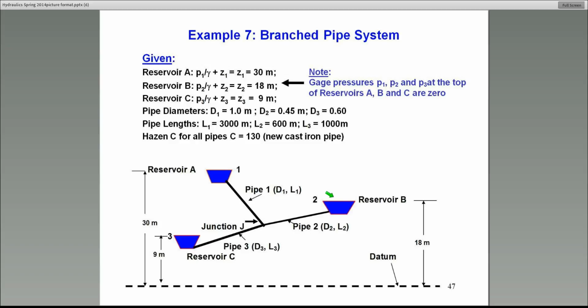Now keep in mind that sometimes they give you an internal pressure in one of these elevated tanks, with pressure on top. In that case, use the pressure that they give you, P1 over gamma. Don't assume it's zero, okay? So just substitute whatever pressure is given. So bottom line is what you have to calculate is the hydraulic head. In this case, it just happens to be equal to Z1, Z2, and Z3. That's because these are reservoirs with free surfaces.